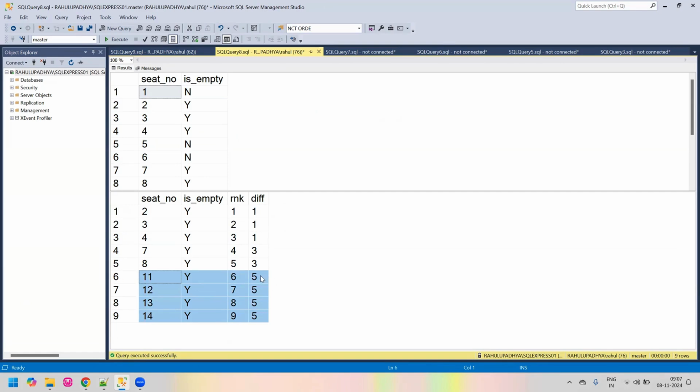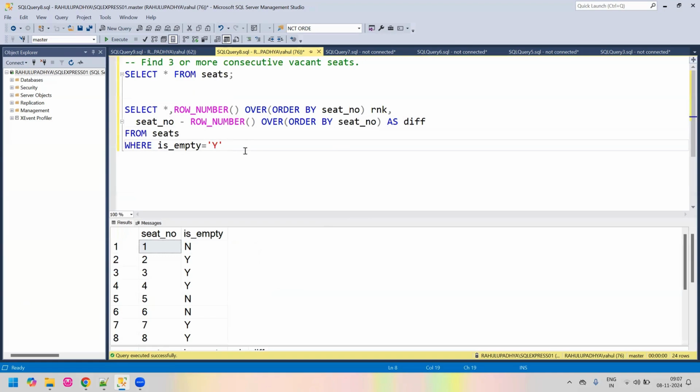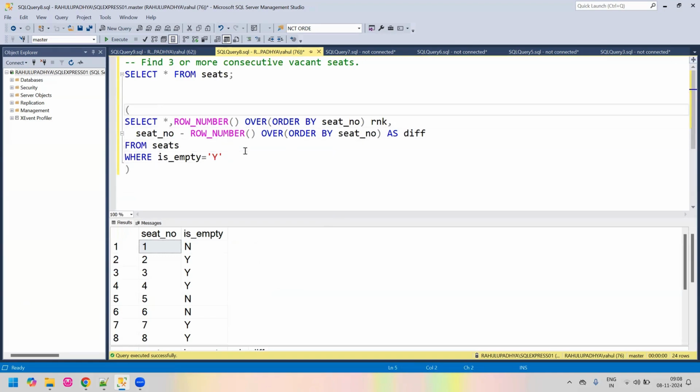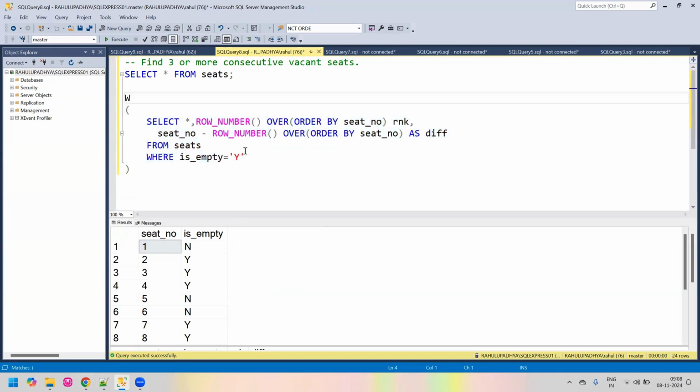Now what we need to do is count the number of difference entries that are present and keep only those entries where the count is greater than or equal to 3. So that is what we are going to do. We will add this as part of a CTE. Whatever we have got as output, let's add it as part of a CTE. Let's call it seat DET. Now first of all, let's identify which are those groups where the number of entries are 3 or more. Okay.